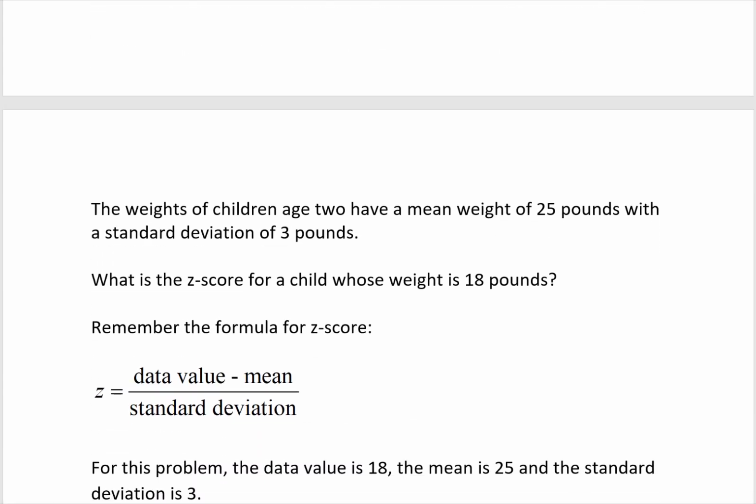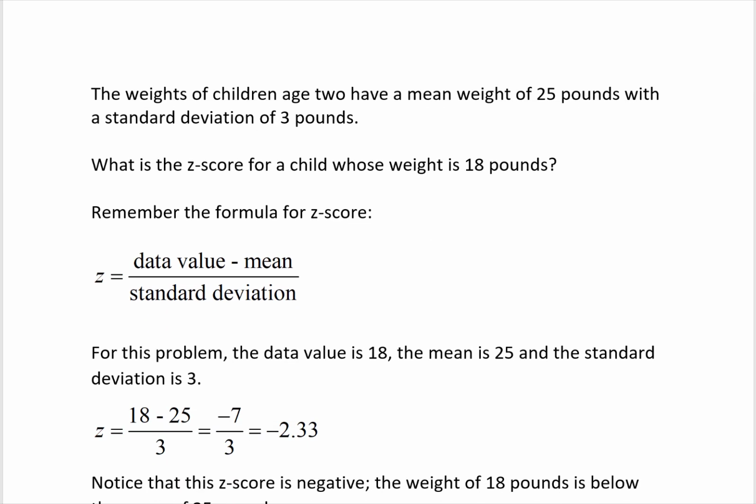The weights of children age 2 have a mean weight of 25 pounds with a standard deviation of 3 pounds. What is a z-score for a child whose weight is 18 pounds? Remember the formula for z-score, it's shown here. Z-score equals the data value minus the mean divided by the standard deviation. For this problem, the data value is 18, the mean is 25, and the standard deviation is 3.